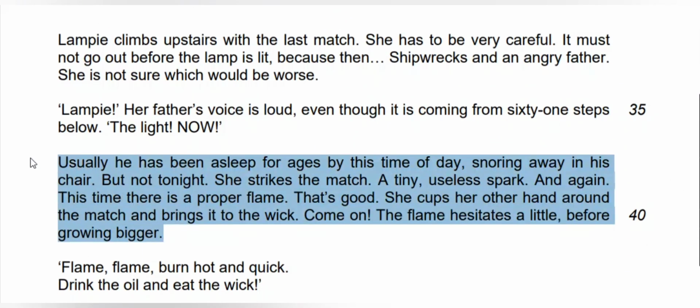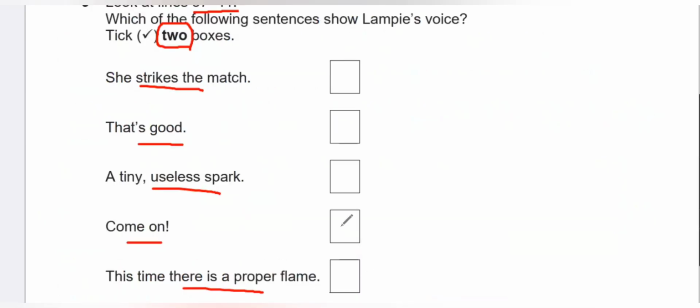Usually definitely for ages by this time, snoring away in his chair. But not tonight. She strikes the match. A tiny spark. And again, this time there is a proper flame. She cups her other hand around the match and brings it to the wick. "Come on!" The flame stays a little before growing bigger. Okay, good. So she said what? Come on. And that's good.